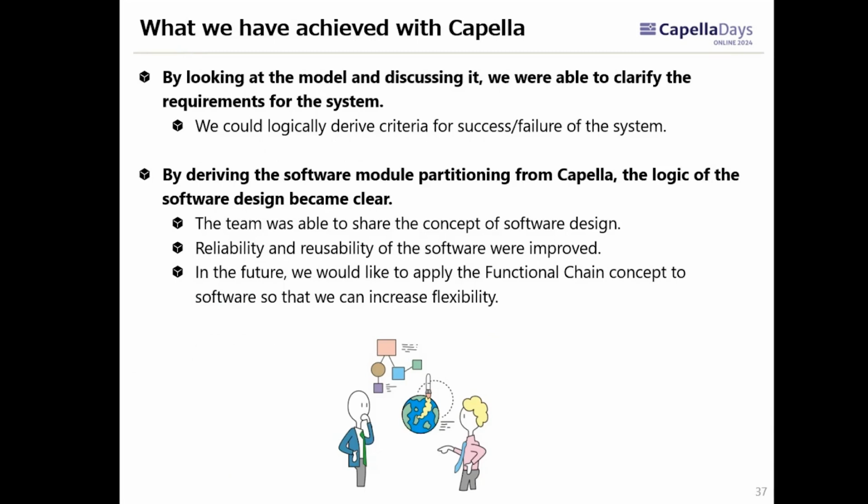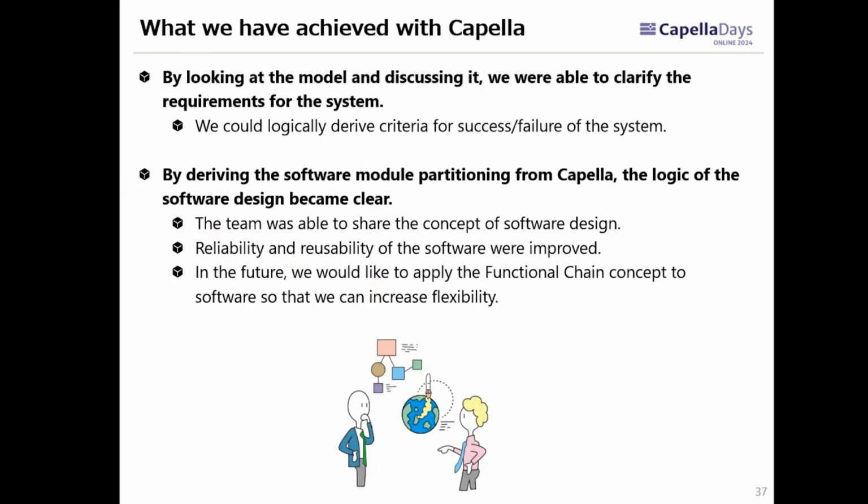By looking at the model and discussing it, we were able to clarify the requirements for the system. So we could logically derive criteria for success and failure of the system, which is called success criteria. And also by deriving the software module partitioning from Capella, the logic of the software design became clear. So the team was able to share the concept of the software design, and also the reliability, reusability, and flexibility of the software were improved.